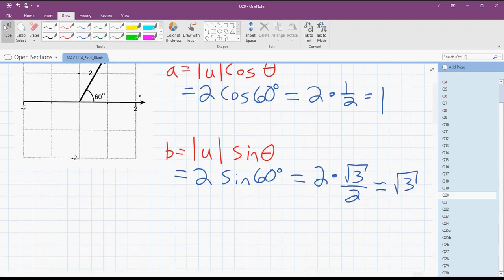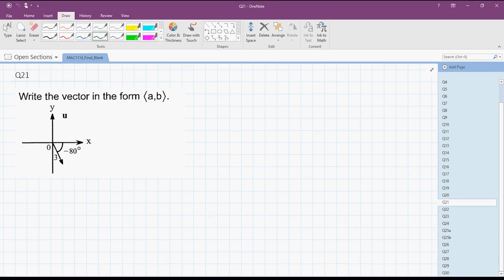Everyone good so far? All right. So, again, they want you to write the vector. But this time, it's not nice for us. So, A equals, what's our magnitude? 3. And it's going to be the cosine of what? Negative 80. And they want you rounding on this to the nearest thousandth. Thousandth. So what is A? There you go. 0.521.